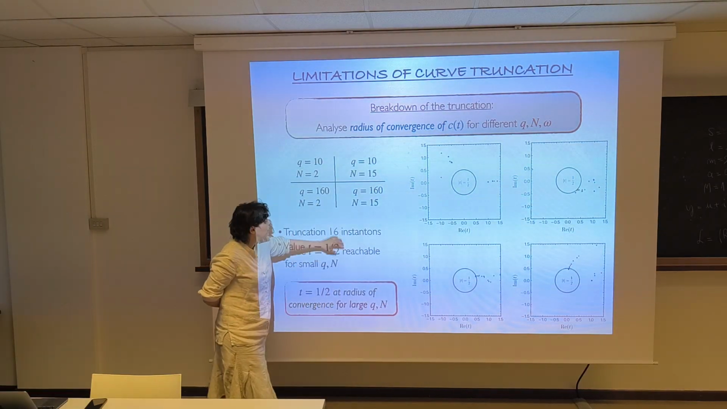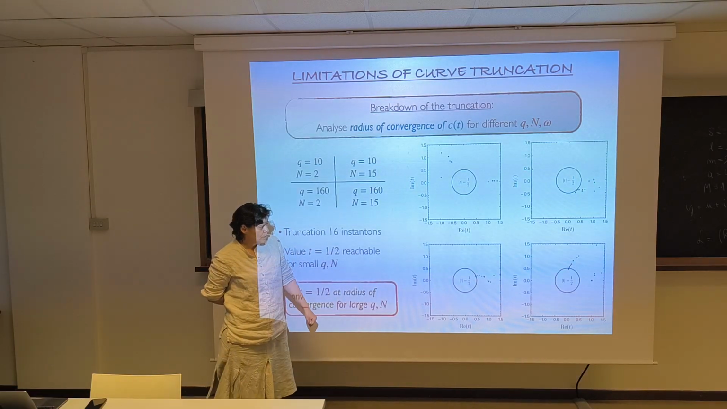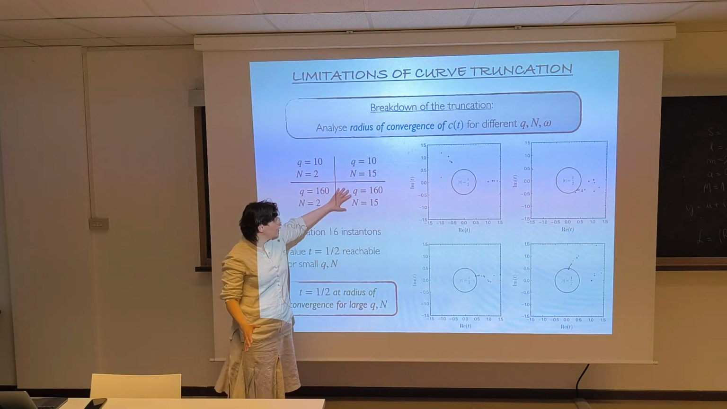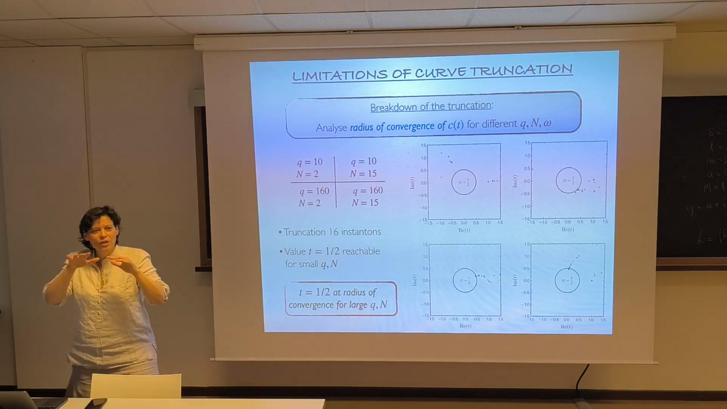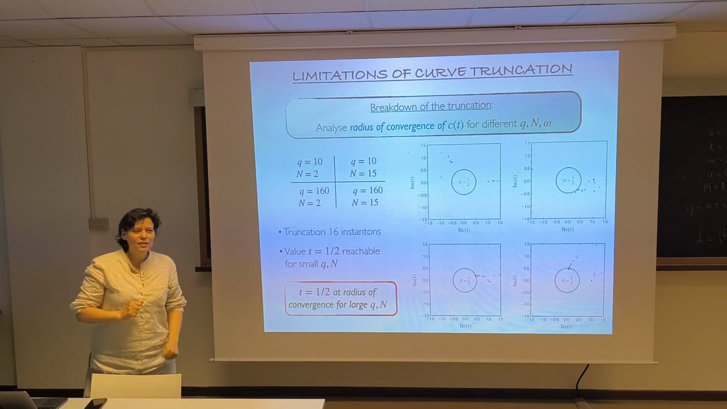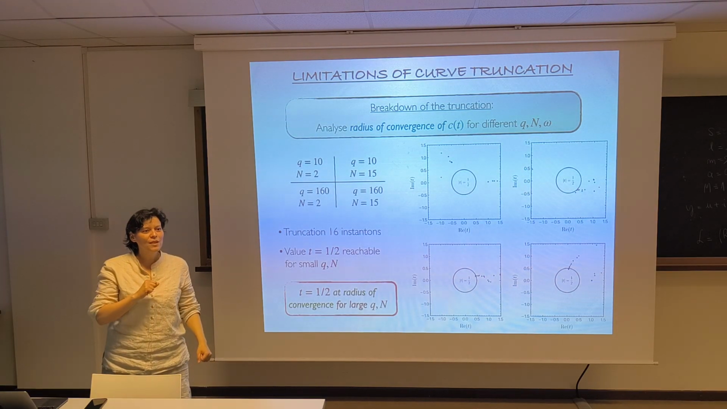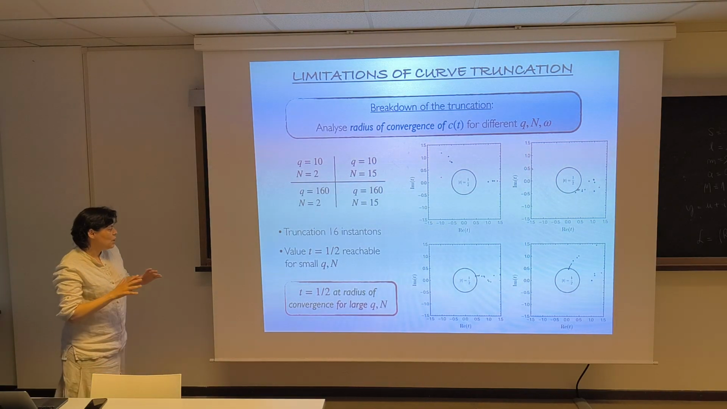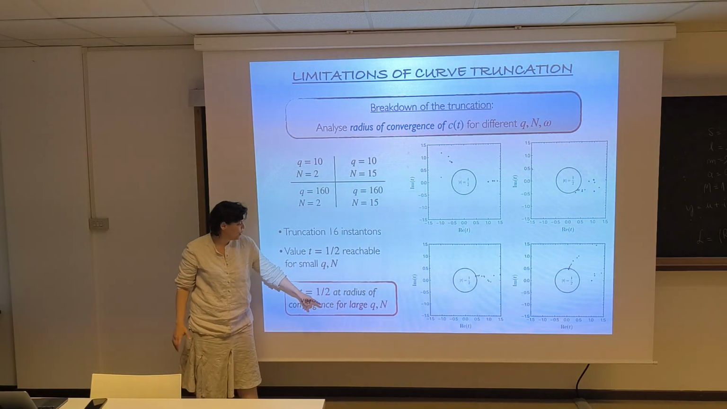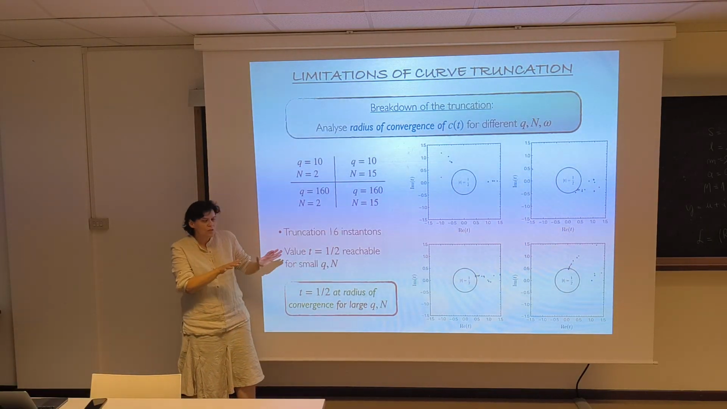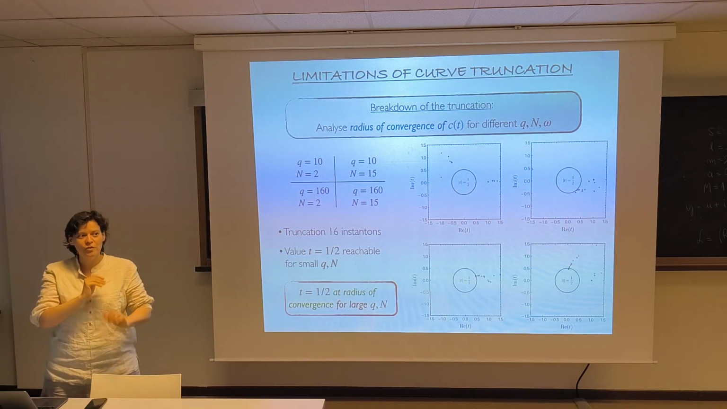Something that is not obvious from here is that if I take q and n both large, it seems that the same thing is problematic, so I'm still at the radius of convergence. But somehow, if both of them are large, I see a phenomenon that I don't really understand, which is that the result is actually better. So t equals a half is the radius of convergence for large q and n, but something happens when I increase both of them at the same time.